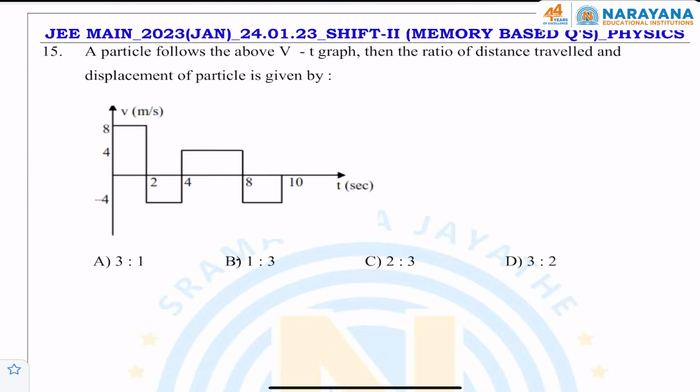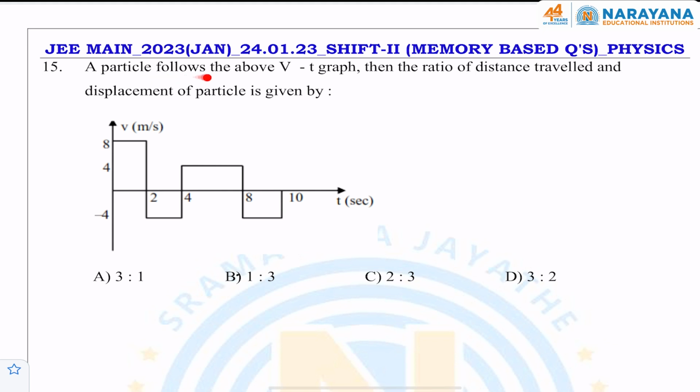Next, question number 15. A particle follows the above v-t graph, then the ratio of distance travelled and displacement of the particle is given by. We know that displacement is area under the curve, such that it is positive area minus negative area. On the other hand, distance is the sum of magnitudes of positive and negative areas. Suppose I consider this part of area, it is 8 units on y-axis, 2 units on x-axis. So 8 cross 2, it is 16 units. So it is positive, so it should be positive for both distance and displacement.